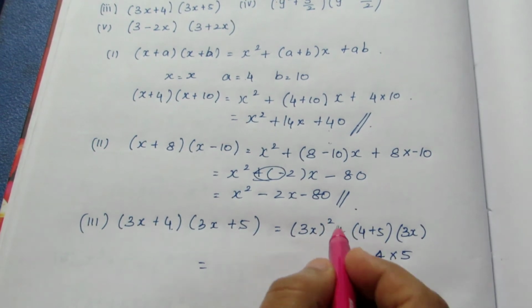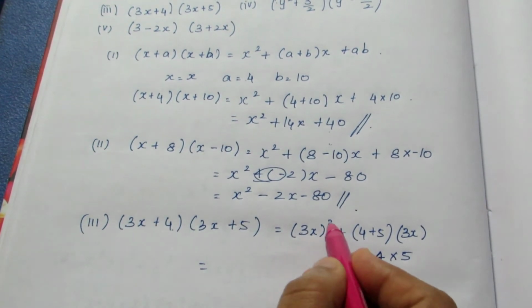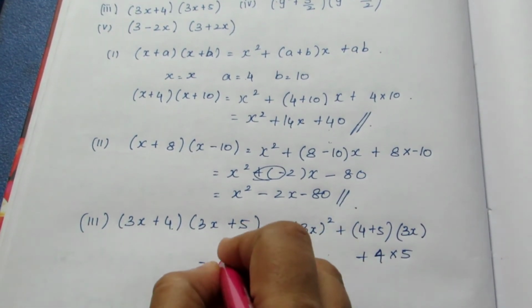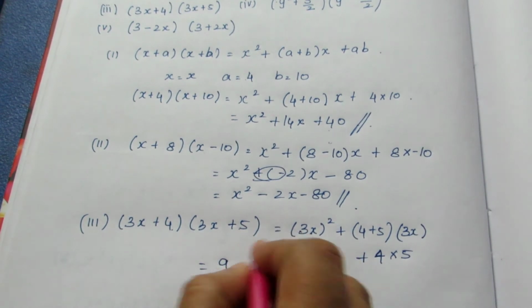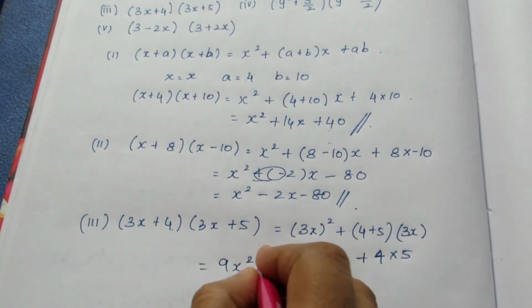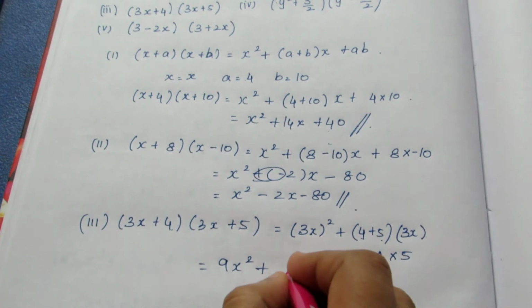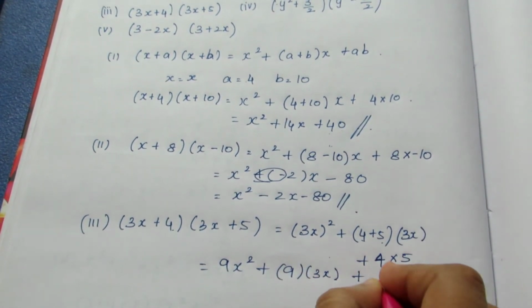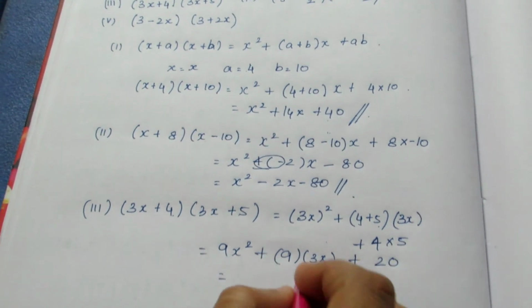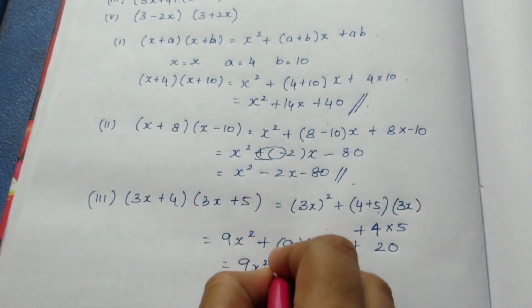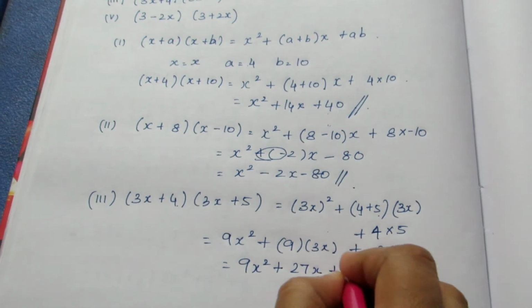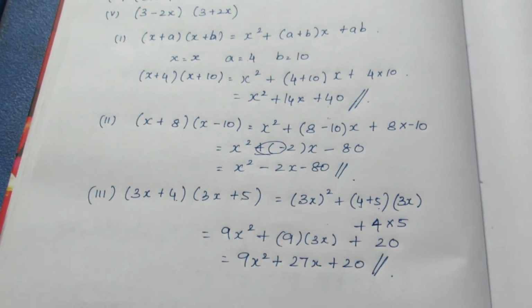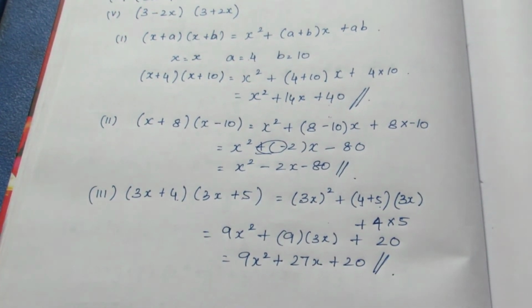Solve this. You need to square both the 3 and the x. If we square 3x, we get 9x square. Plus here it is 5 plus 4, 9 into 3x, plus 5 fours are 20. Solve this. 9x square plus 9 threes are 27x plus 20 is the final answer for the third one. We'll move on to the fourth one.